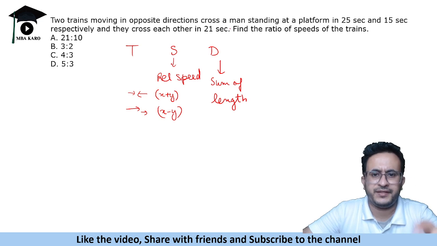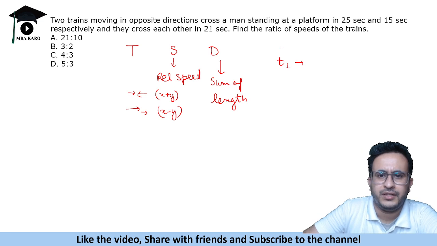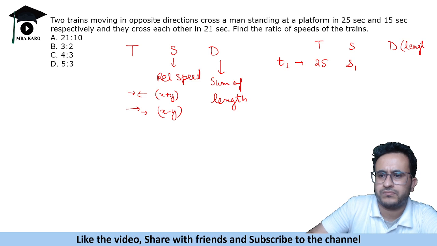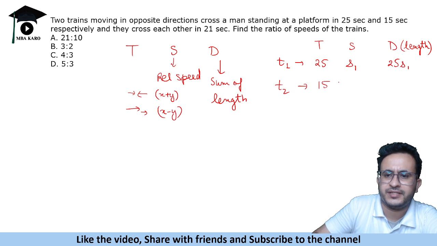Okay, now we will take three scenarios. First is train 1 is moving. It crosses a man in 25 seconds. Speed is, let us say, S1. So it's time, speed, distance, right? What is the length of the train? It is 25 S1. When the second train is moving, its speed is S2, so its length is 15 S2.